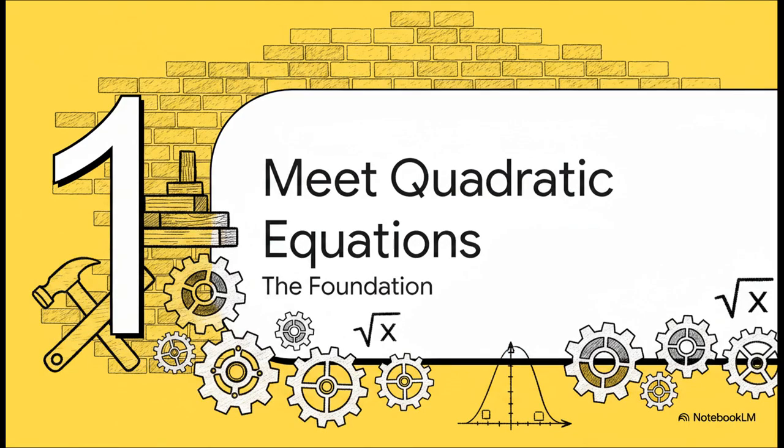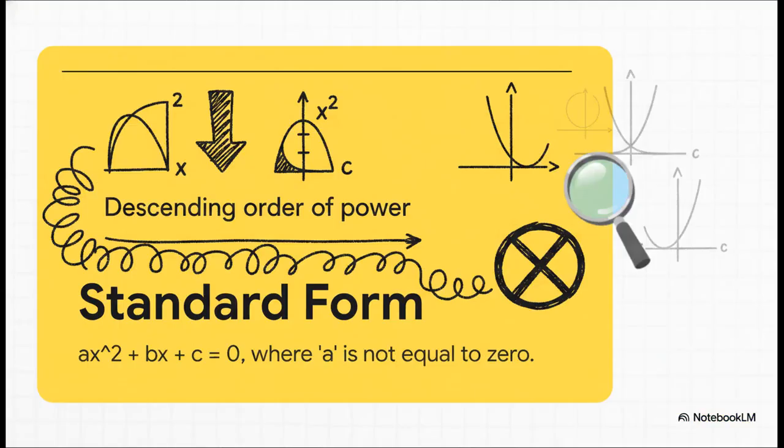Section 1. Meet the quadratic equation. Now, to build a truly solid toolkit, we've got to make sure we're starting with the exact same foundational materials. Before you even think about picking up a tool, remember the golden rule of quadratics. You absolutely must arrange your terms in standard form. That means writing them in descending order of power, starting with your x squared term, then your x term, and finally your constant. And crucially, set the whole shebang equal to 0. If you skip this step, literally none of our tools are going to work.